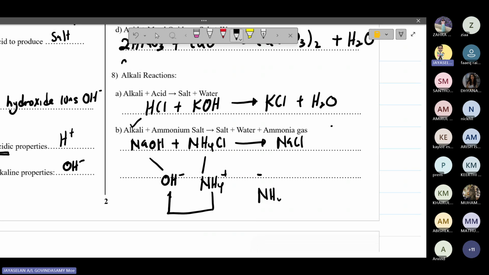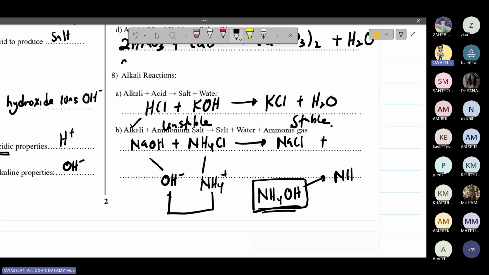Okay, ammonium ion join with hydroxide ion. You tak boleh letak di sini, because this is still under alkali. Here unstable. The reactant usually unstable. The product usually should be stable. Okay, mostly should be stable. So if you put this wrong, so this product will rearrange itself to give you pungent smell gas. So here ammonia gas plus you will get H2O.